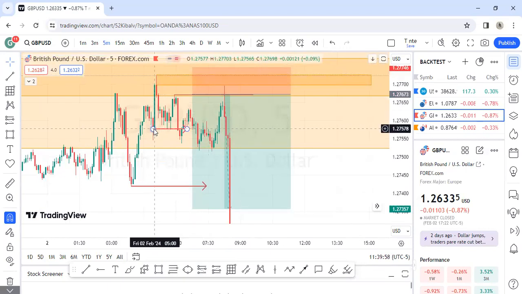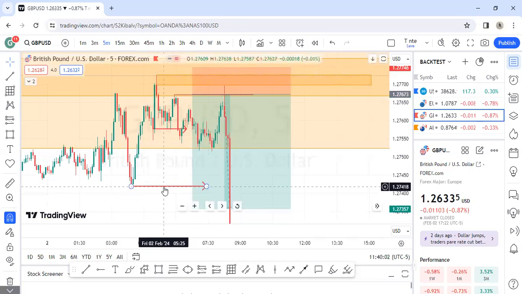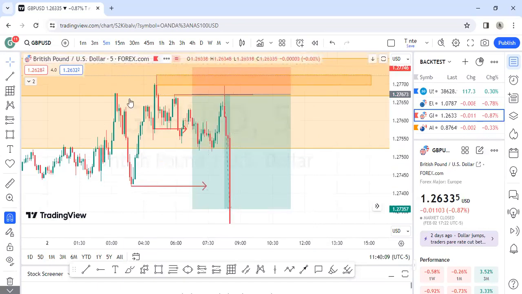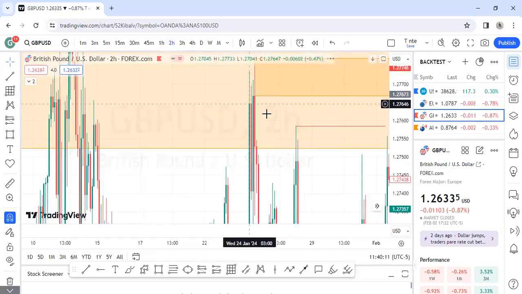So the market took out this short-term low. That was a change of character. But for me, I would have loved to see price take out this structural low, because this is the overall low. This low is a dynamic low, right? But that is still correct because all this happened inside the 2 hour supply zone.